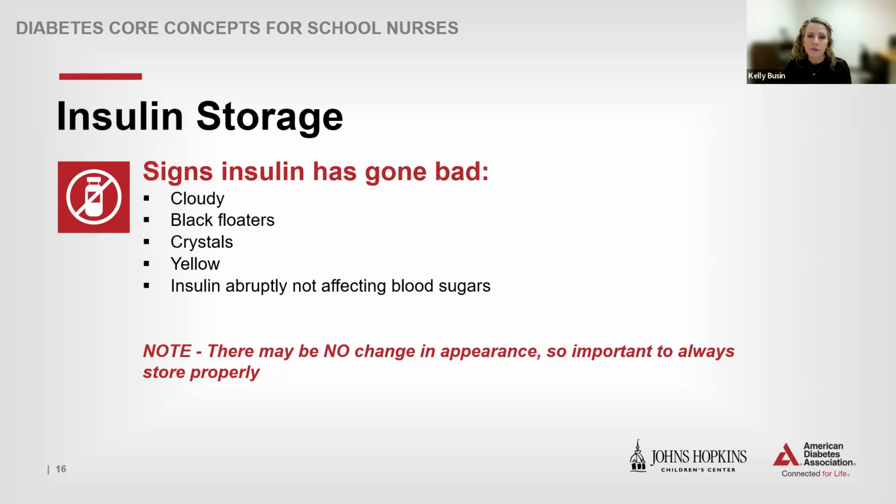And so it would be better to rule out spoiled insulin as a cause of persistently high blood sugars in the school day. It may be the student's pattern of high blood sugars, but if it's just an acute change, that would be an indication for the potential of spoiled insulin. Again, it's really important to note that there might not be any visual changes with your insulin, even though it might be spoiled. And since insulin is such a potent and important medication for children with diabetes, you always want to make sure that you're storing it properly to reduce the risk of it going bad and having any complications.